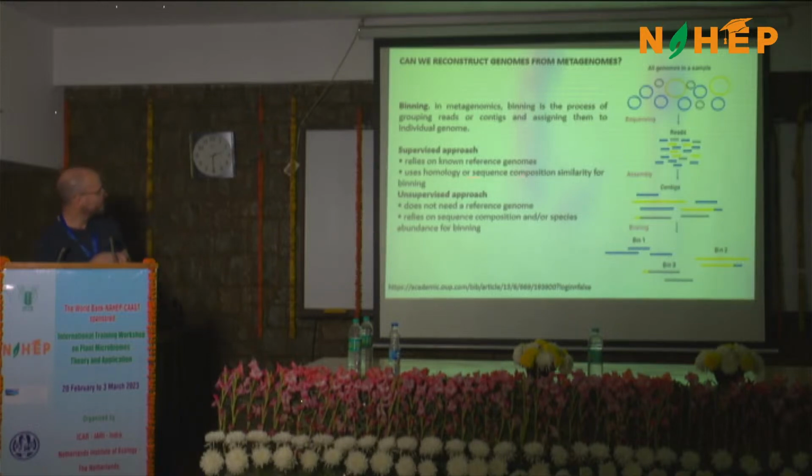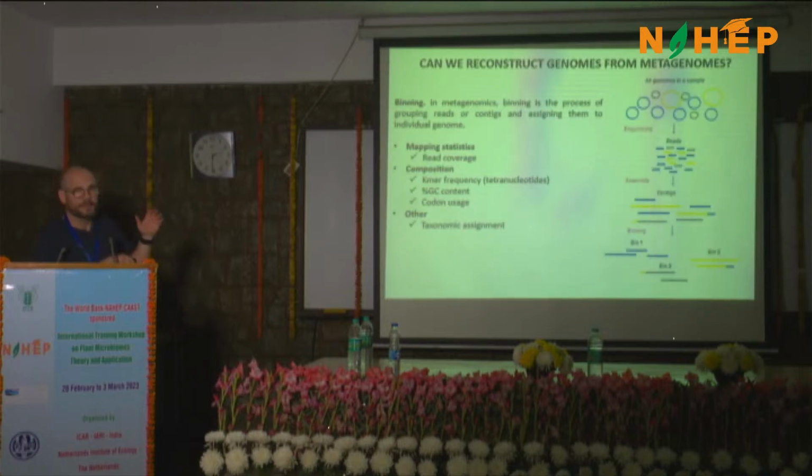So we can differentiate two main methods for binning, or to generate metagenome assembled genomes. One of them is the supervised approach that relies on reference genomes and uses homology or sequence composition similarity for binning. So basically you have a reference genome and then you map the reads or the contigs to those genomes. And then we can also have the unsupervised approach where you don't need a reference genome, but it relies more on sequence composition and species abundance. We are going to see a few examples now, and then it will be much clearer.